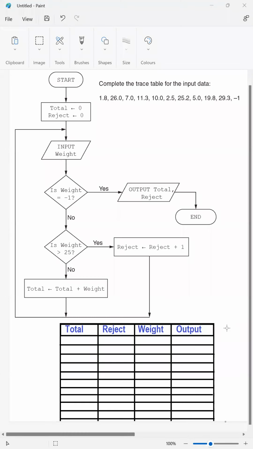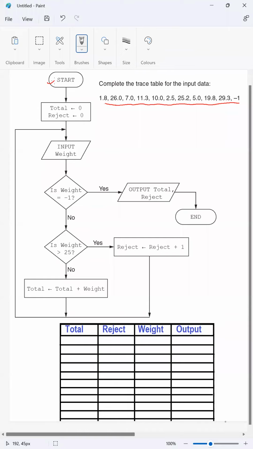Okay, we're going to solve this trace table for the given flowchart. The question says that we're supposed to complete the trace table for the input data that is being given here. We're going to use this input data and complete our trace table. Okay, let's get started.